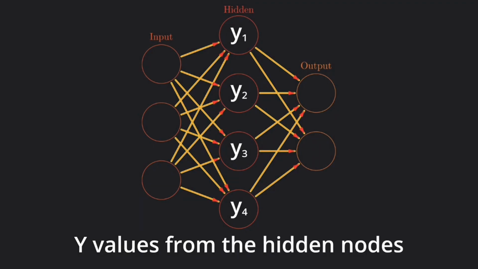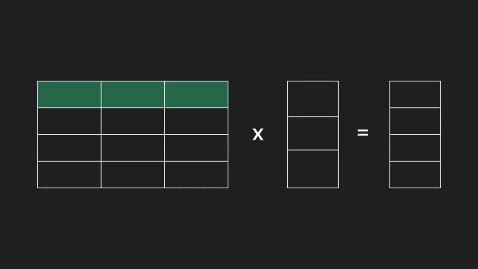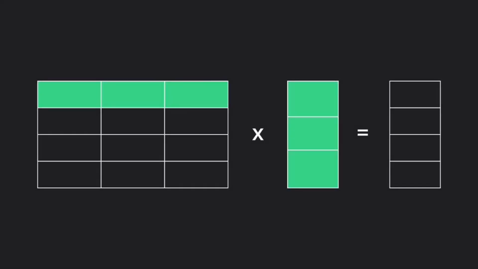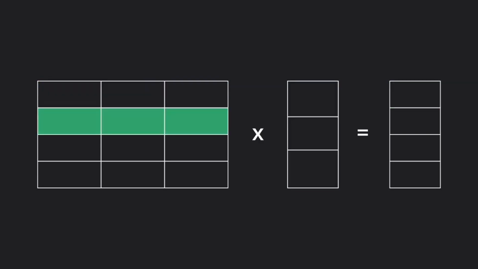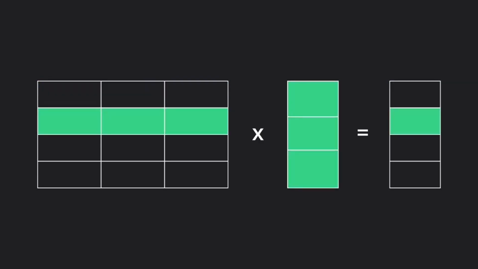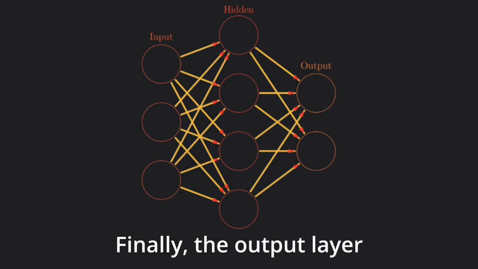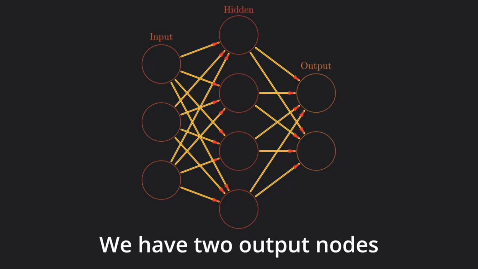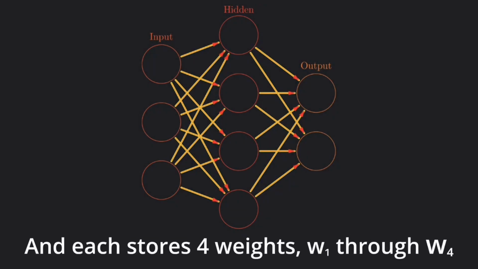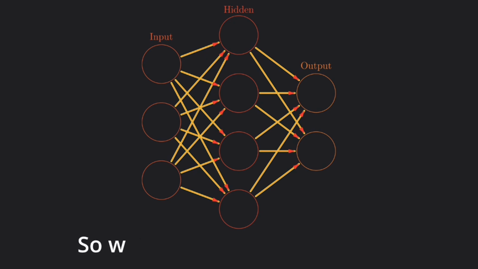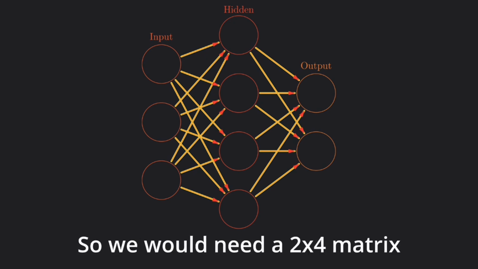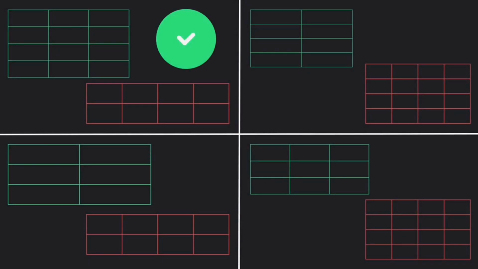In terms of the actual multiplication, we would multiply this row by this column to get this value, and then this row by this column to get this value, and so on. Finally, the output layer. We have 2 output nodes, and each stores 4 weights, W1 through W4, so we would need a 2x4 matrix. That means that option 1 is the correct answer. Question 4.